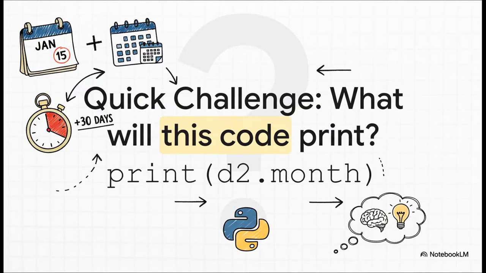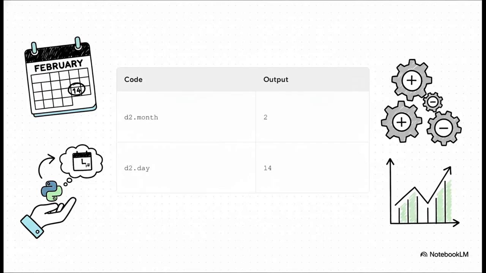All right, pop quiz time. We're starting with a date, January 15th. Then we're going to add a timedelta of 30 days. So the question is, what month will the new date be in? I'll give you a second to think about it. And the answer is month 2 and day 14. You see, the datetime module is smart. It knows that January only has 31 days, so it automatically rolls over into February for you. This right here is exactly why this toolkit is so powerful. It handles all that tricky calendar logic without you having to think about it.